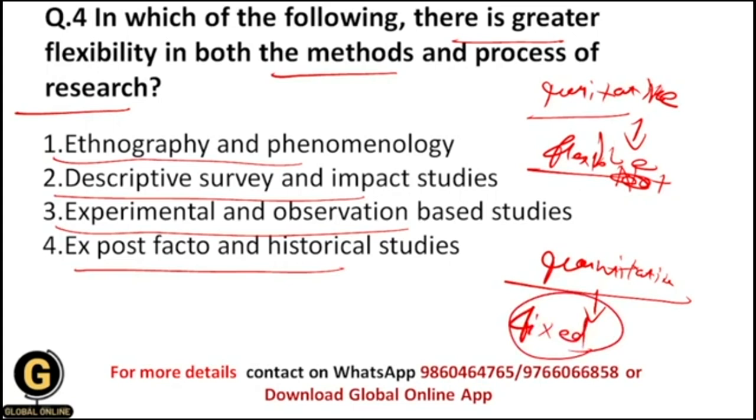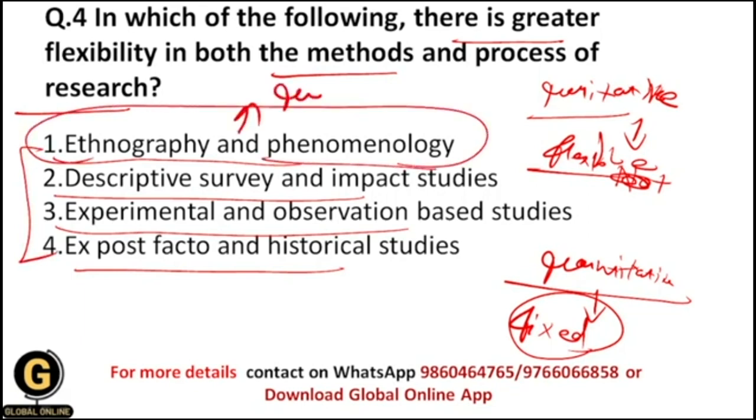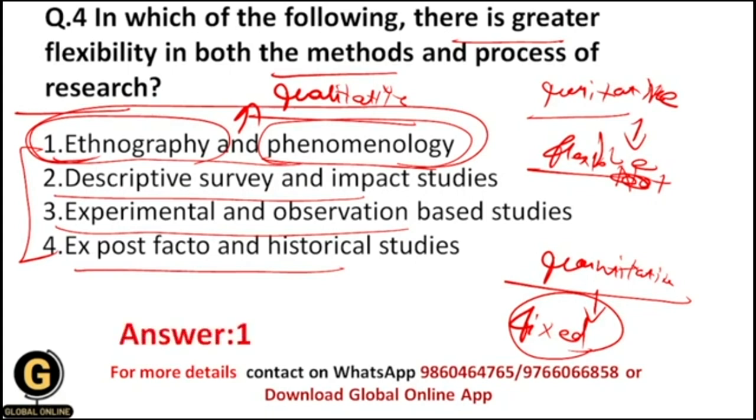And according to different types of research methods, from these research options only ethnography and phenomenology are the types of qualitative research methods, because within ethnography we are going to study the culture, and within phenomenology we are going to study the behavior of a person in different environments, whatever environment they are going to experience. And that's why both of these are qualitative research methods, and that's why these have more flexibility in terms of both the methods and process of research. And that's why the correct answer over here is 1.